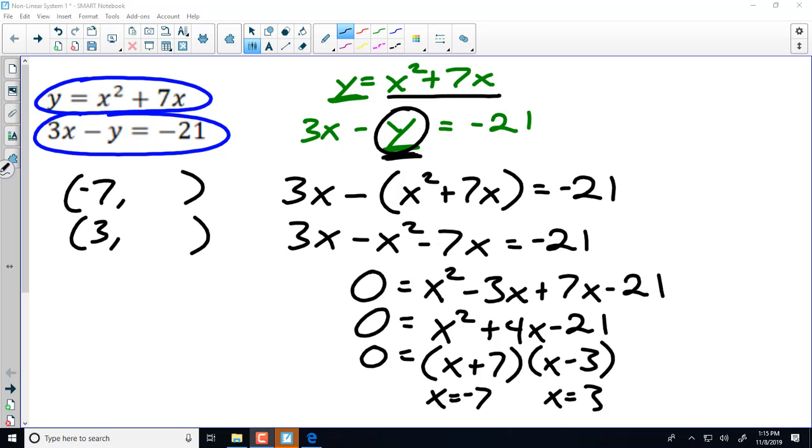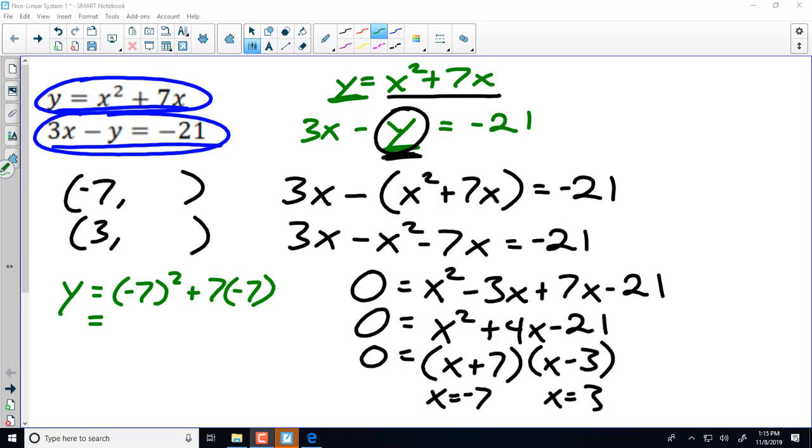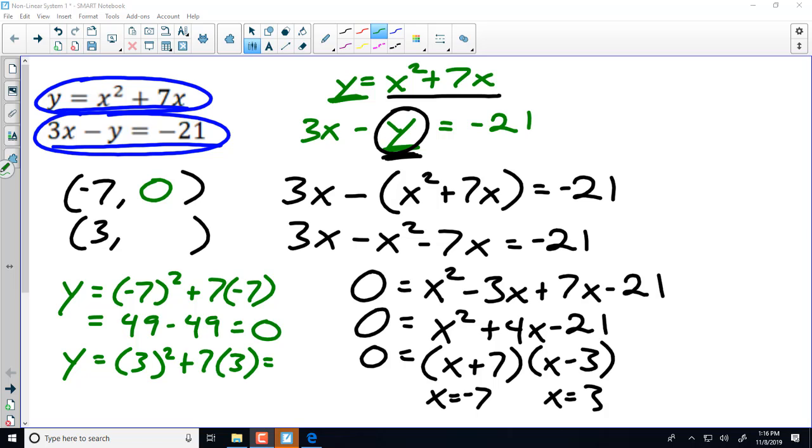We could take the second equation, it doesn't matter which one you do, or we could use the first equation. Yeah, let's use the first one because it's already solved for y. So y equals negative 7 squared plus 7 times negative 7, which is just going to be 49 minus 49 equals 0. So that's going to be a 0. And then I plug a 3 in there. y equals 3 squared plus 7 times 3, which is 9 plus 21 equals 30. So this will be a 30 right here.